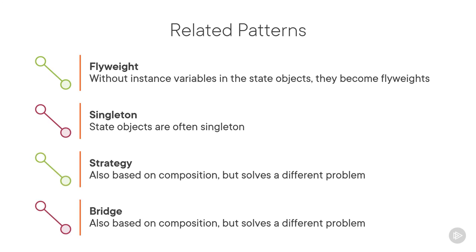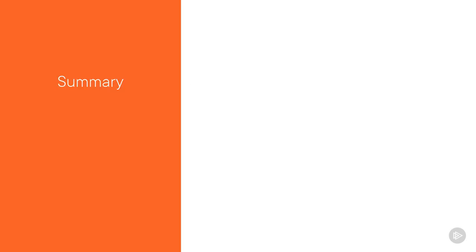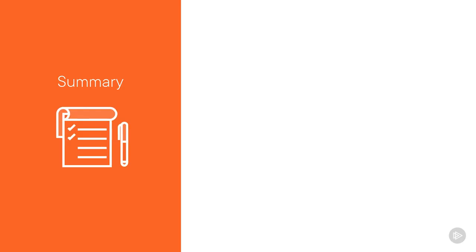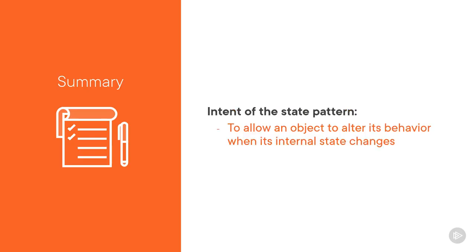Strategy, bridge, and state are all related and look similar because they are based on composition, but they solve different problems. Let's have a look at the module summary. We learned about the state pattern in this module. Its intent is to allow an object to alter its behavior when its internal state changes.